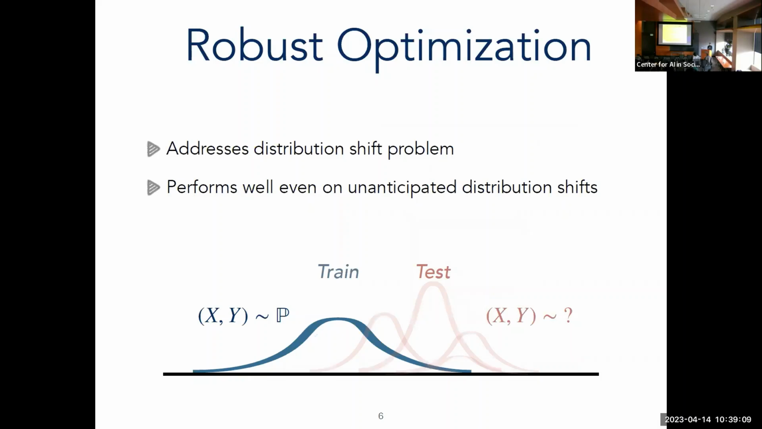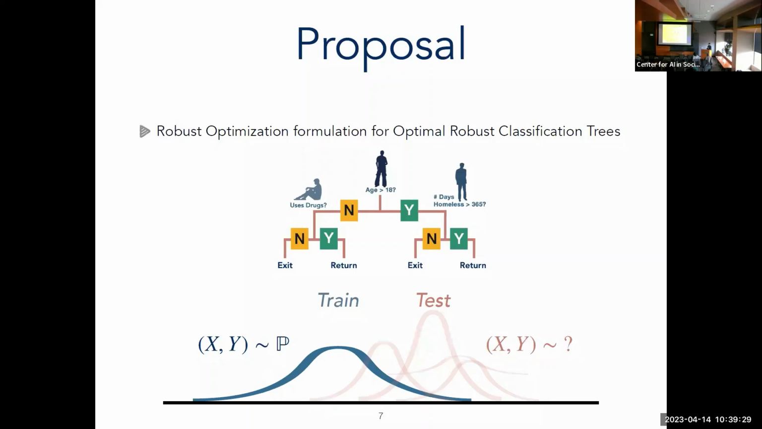So in order to tackle this issue, we propose using robust optimization, which addresses this distribution shift problem without having to actually know what the exact distribution shift will be in your deployment phase. And it also has been shown to perform well, even if the distribution of your testing set is perhaps slightly different than what you anticipate. So with that in mind, we propose a robust optimization approach for building these robust classification trees.